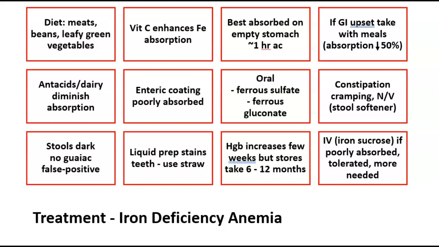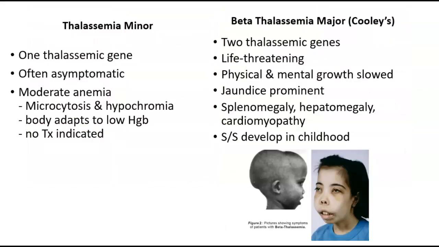Okay, we're going to start moving into some of the other anemias. So the first one we're going to talk about is thalassemia. Now, there's two different types of thalassemia. One is called thalassemia minor, sometimes called alpha thalassemia. And the second is beta thalassemia major, also called Cooley's anemia, also called beta thalassemia, also called thalassemia major. You'll hear it all different ways. They are basically two arms of the same branch, but couldn't be more different.